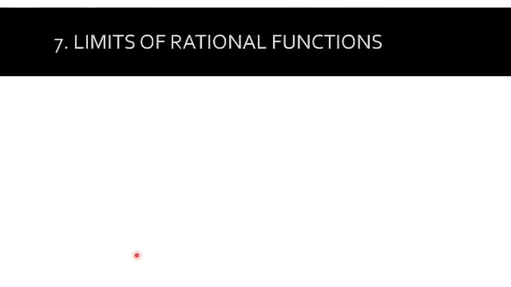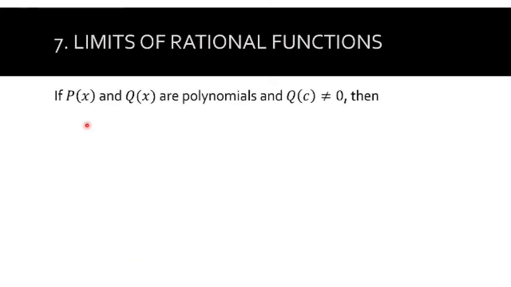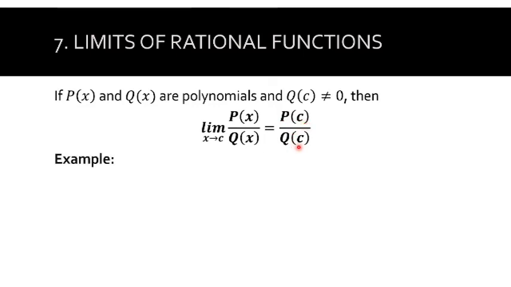Number 7, limits of a rational function. If p of x and q of x are polynomials and q of c is not equal to 0, then the limit of the quotient or the rational function p of x over q of x as x approaches c is equal to the polynomial function values p of c over q of c.